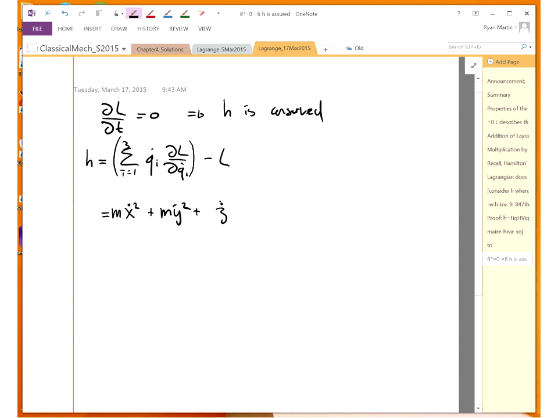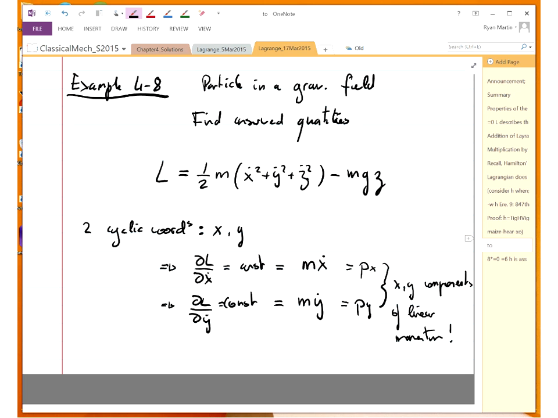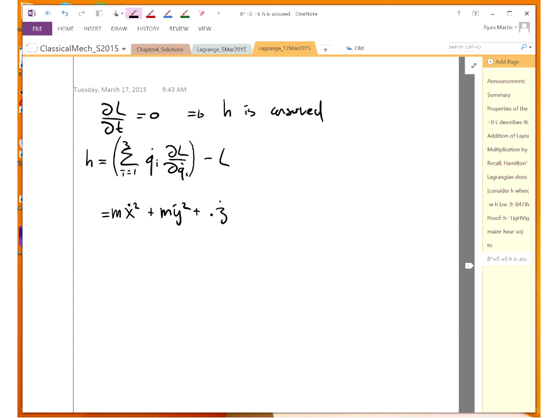Now z we didn't actually calculate, so I'm going to have a ż. I have to do ∂L/∂ż. ∂L/∂ż is mż. Mathematically it's the same, it's just not a constant, but still mż, right? And so it's ż times mż, that's mż². Okay? Now minus L, so it's minus a half mẋ² minus a half mẏ² minus a half mż², and then it's minus the minus mgz, so it's plus mgz.